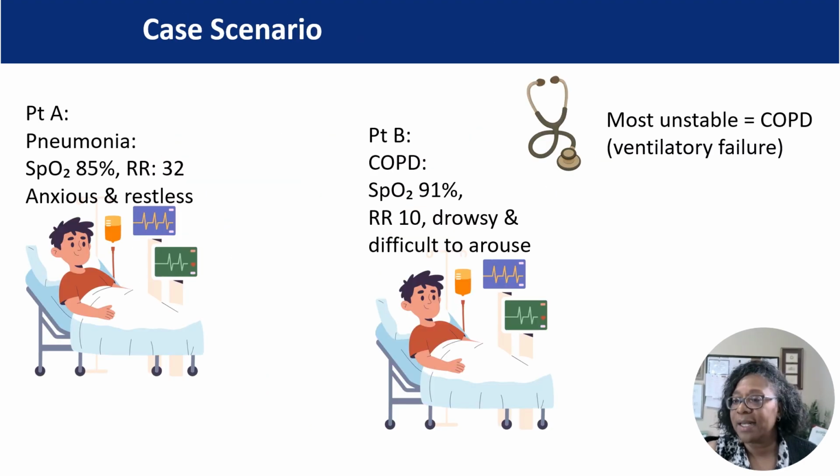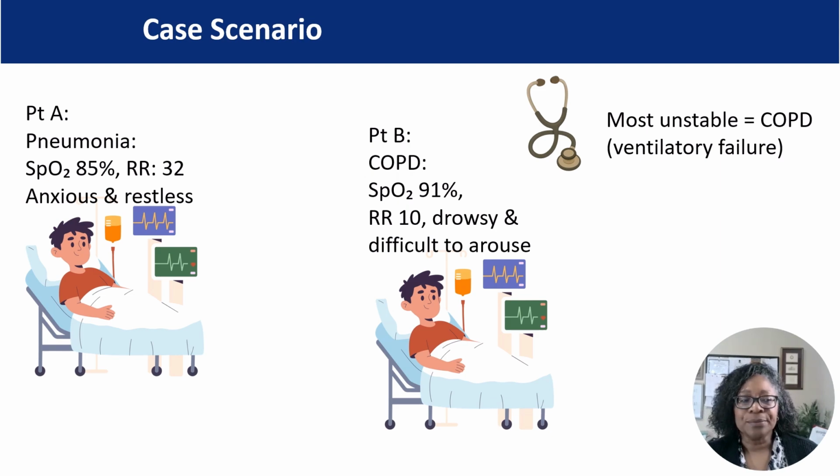Now let's look at a quick scenario. A nurse is taking care of two patients, right? Your first patient has pneumonia. Respiratory rate 32, their SpO2 is 85. You're like, oh, 85, right? They're anxious and restless. Your second patient, she's taking care of a patient with COPD. Their oxygen saturation is 91%. Their respiratory rate is 10, but they're drowsy and difficult to arouse.